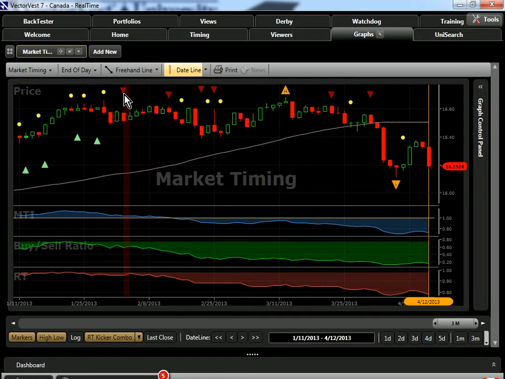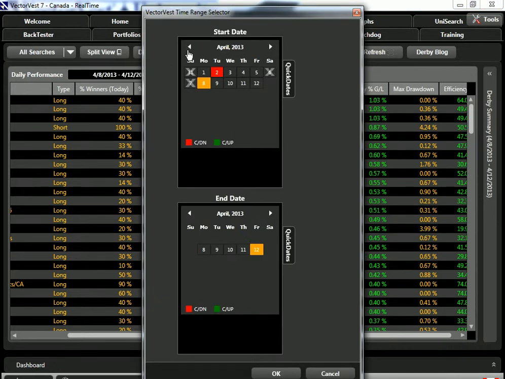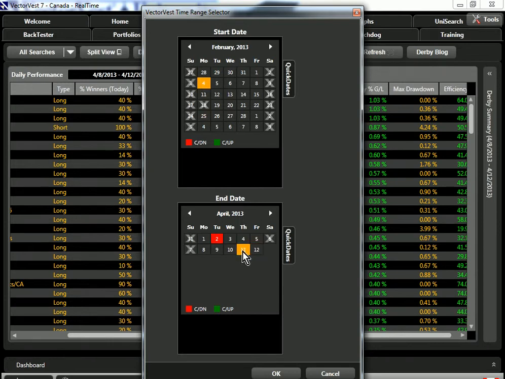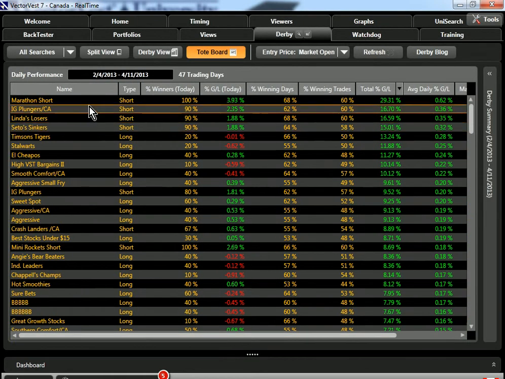Let's go back to the Derby. At the Derby and in the tote board, I can then change the calendar. So I'll simply click right on the box with the dates. I'll take my start date back to February 4. And I did this yesterday, so we'll run it all the way up through April 11th. I'll click on OK at the bottom. We'll slide back over to the left. And that is going to give us a short list of strategies or searches that have performed the best since the market began to tip over and we started getting bearish signals on the market.